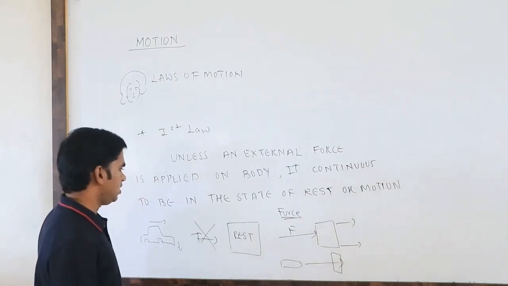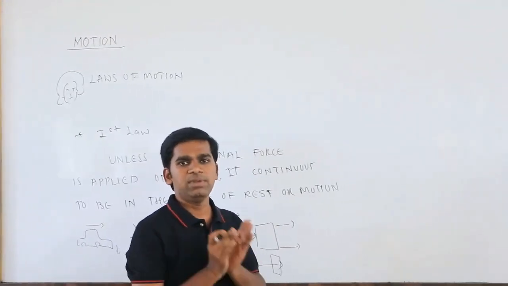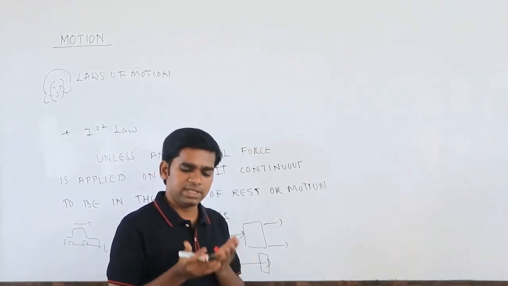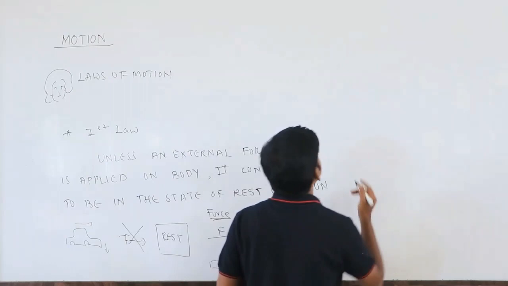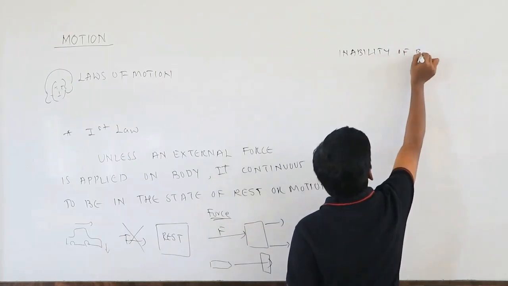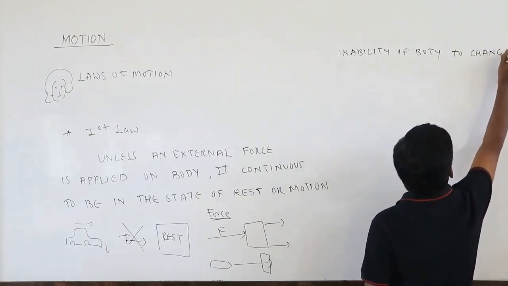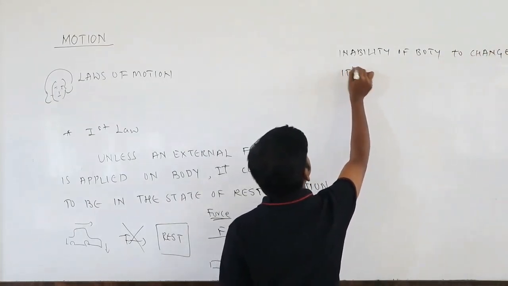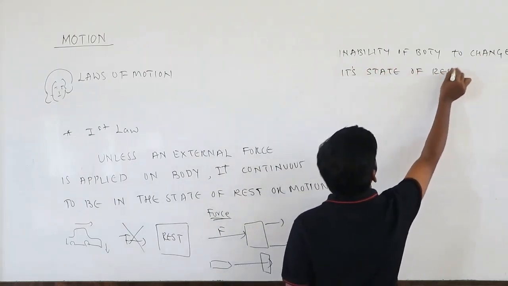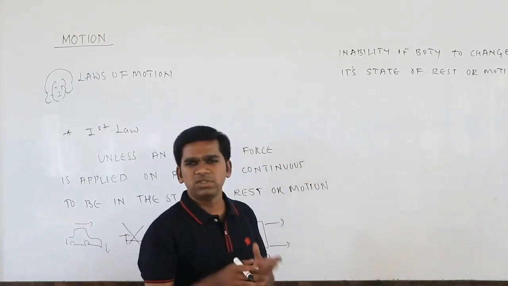So this is what we can call the inability of the body. The body will not change its state of rest or motion until an external force is applied. It means the body is unable, or it has inability. So we can say, inability of the body to change its state of rest or motion. The body is not able to change itself.